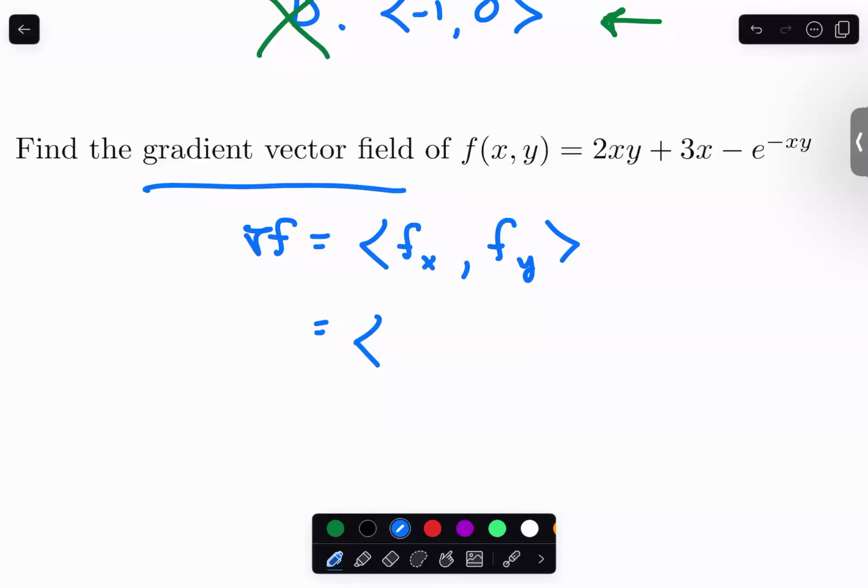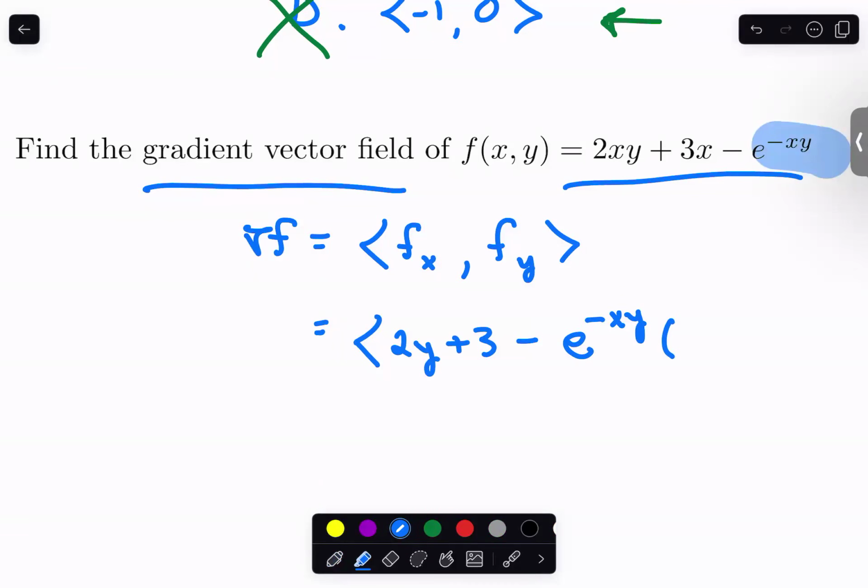my final answer. So when I calculate out the partial derivative with respect to x for my function up here, I'm going to have 2y plus 3 minus, and the derivative of e is itself, multiplied by the derivative of the inside. So inside of e, we have -xy. And so when I take the derivative of this with respect to x, I'm going to get -1y, I suppose. I'll simplify that in just a second.